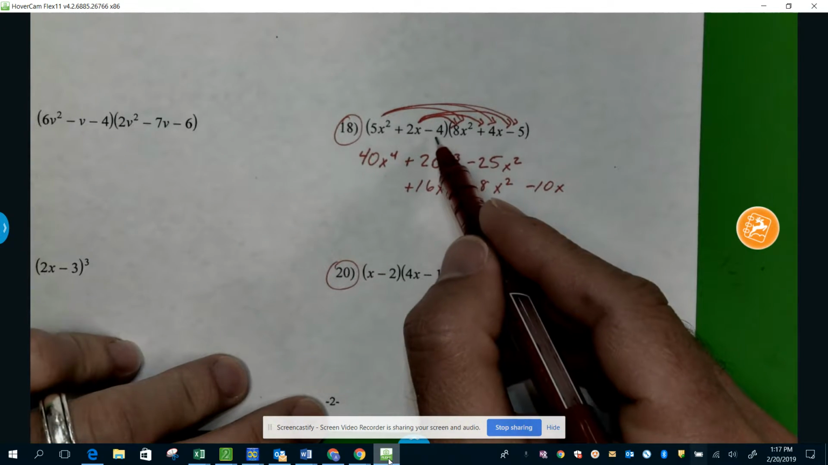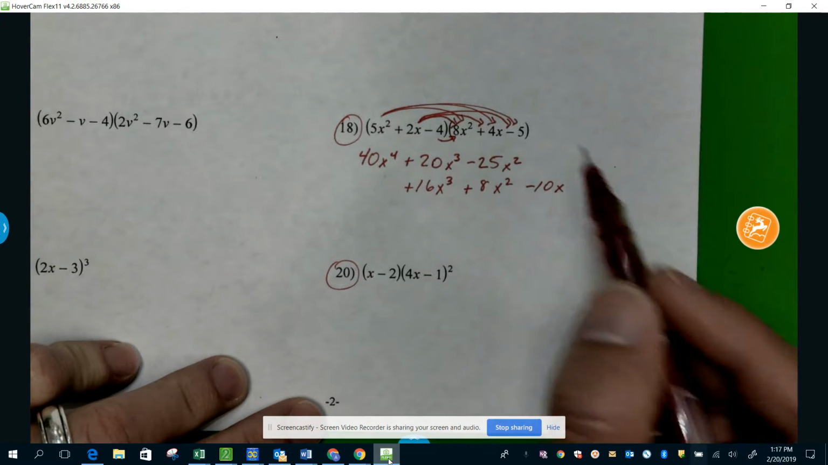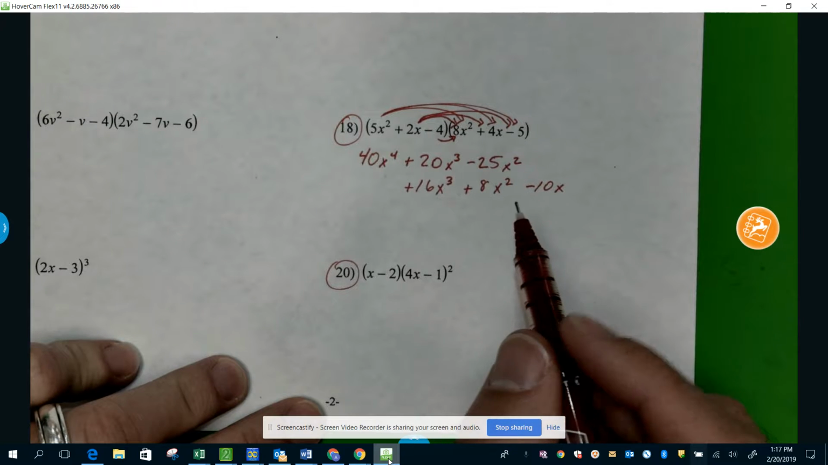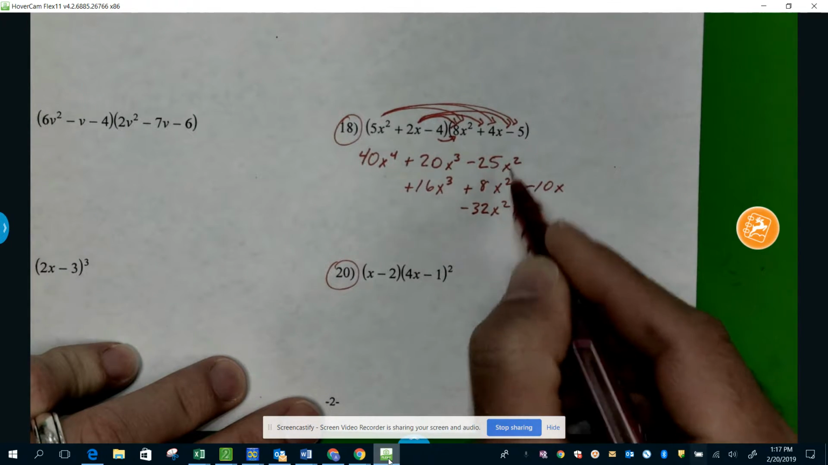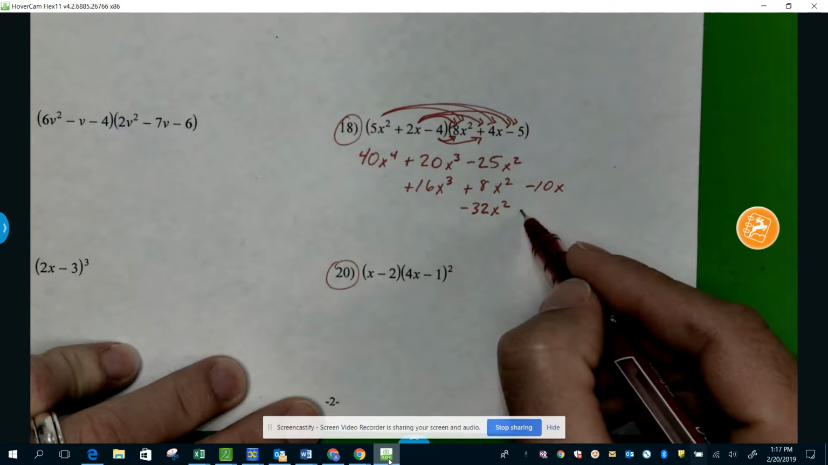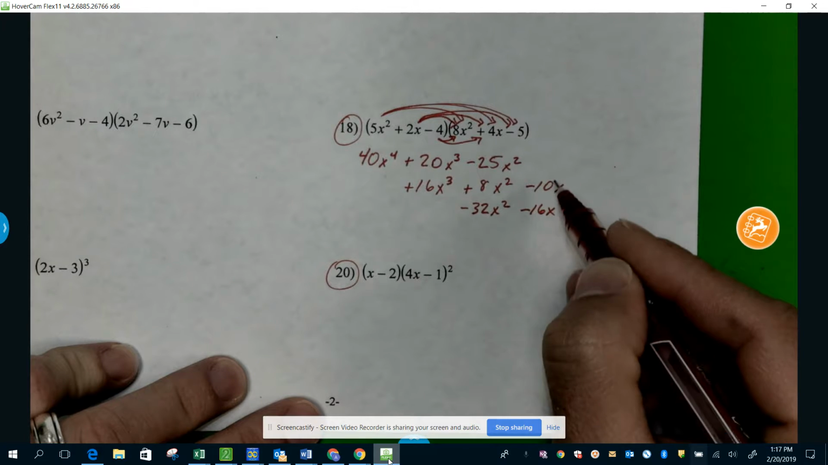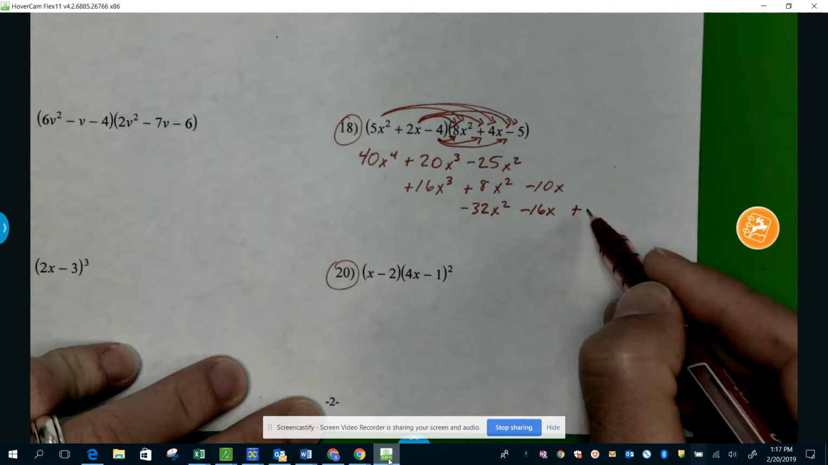Okay, now I've got to multiply the negative 4 times all the terms in the second parenthesis. Negative 4 times 8x squared, that's negative 32x squared. So I'll line that up with the other x squareds. Negative 4 times 4x, that's negative 16x. So I line that up with the other x. And then finally, negative 4 times negative 5, positive 20.